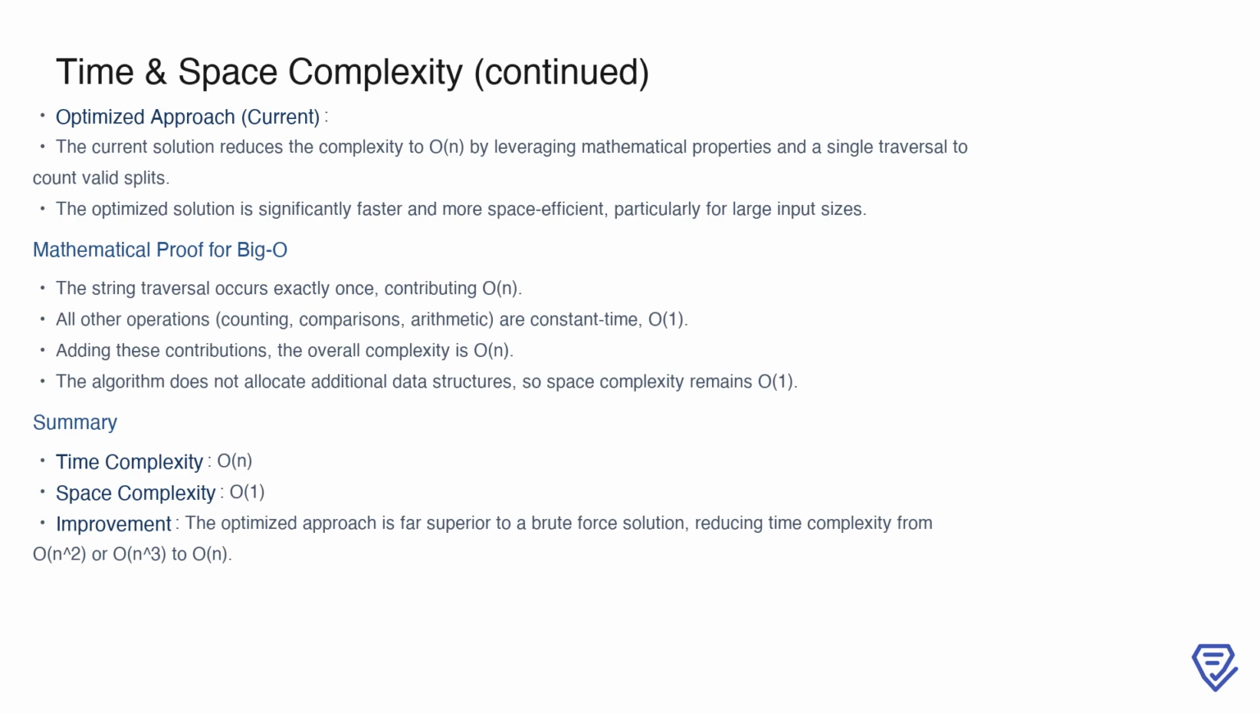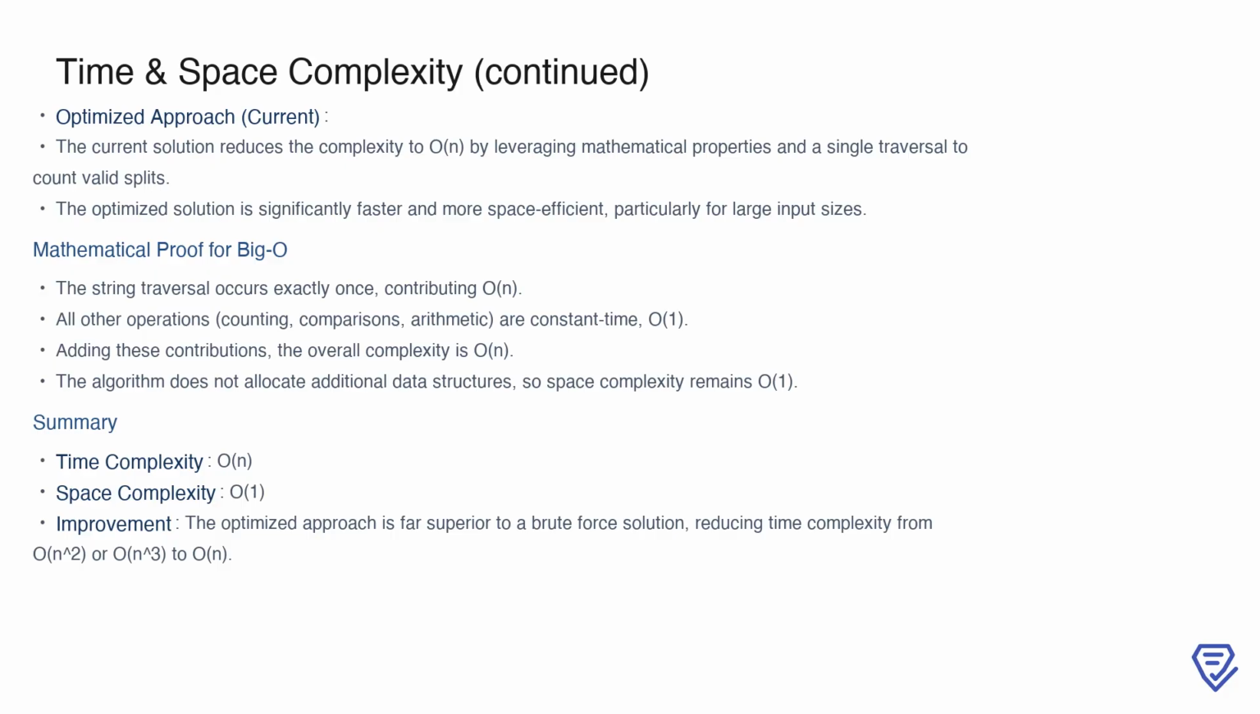The mathematical proof for this big O analysis is straightforward: the traversal of the string contributes O(n), while all other operations, such as counting ones and checking conditions, are constant time, O(1). Together, this results in an overall time complexity of O(n). Additionally, the algorithm uses no extra data structures, keeping space complexity at O(1).